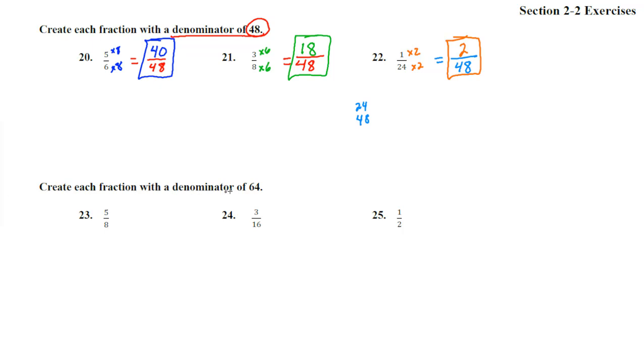Create each fraction with a denominator of 64. Look how handy it is that we know our multiplication tables. We're going to make this equal to a denominator of 64. So we have to multiply by, let me see, 8 times 8 is 64. So we got to times the top by 8. 5 times 8 is 40. 40 over 64. Good. Now the next one.